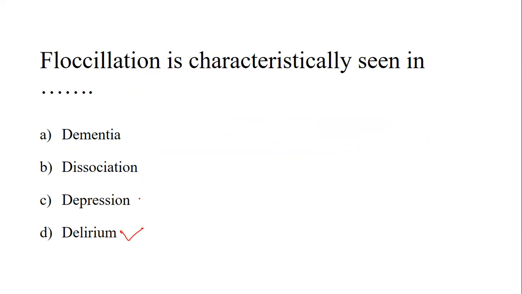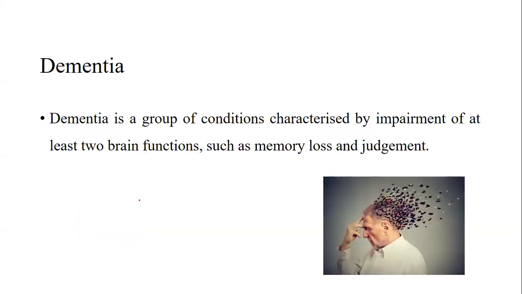We should also know the characteristic features of the other conditions discussed here. The first option was dementia. It is a group of conditions characterized by impairment of at least two brain functions, especially memory and judgment. If the patient is suffering from dementia, they are not able to judge properly, and they will have impairment in cognitive functions, especially memory loss.